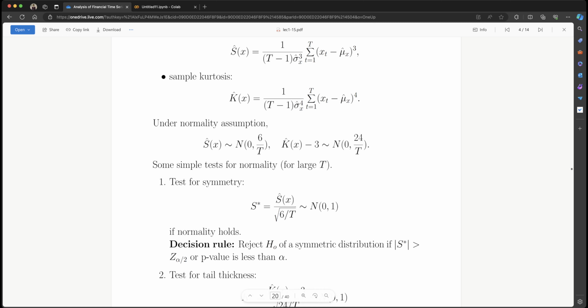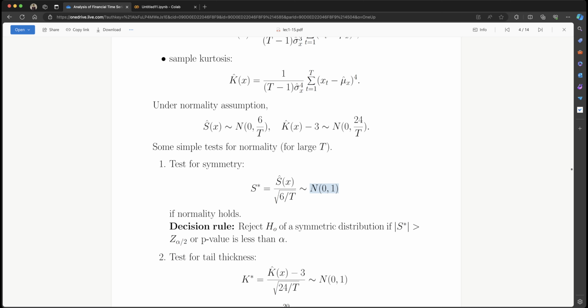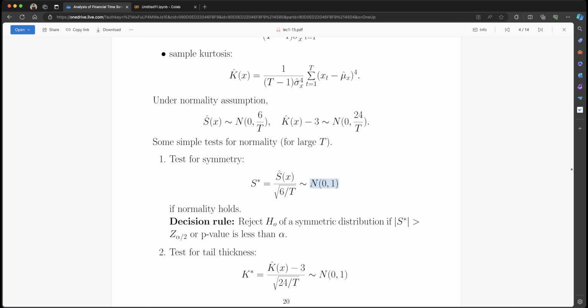So if we calculate this number as S star over here, and S star is, for example, an event which is likely to occur only 1% of the time given this distribution, we can say that because it is a 1% event, a very rare event, if the data is from normal distribution this kind of event is not likely to occur, and it occurred, therefore this data is not from normal distribution. That's basically the decision rule.